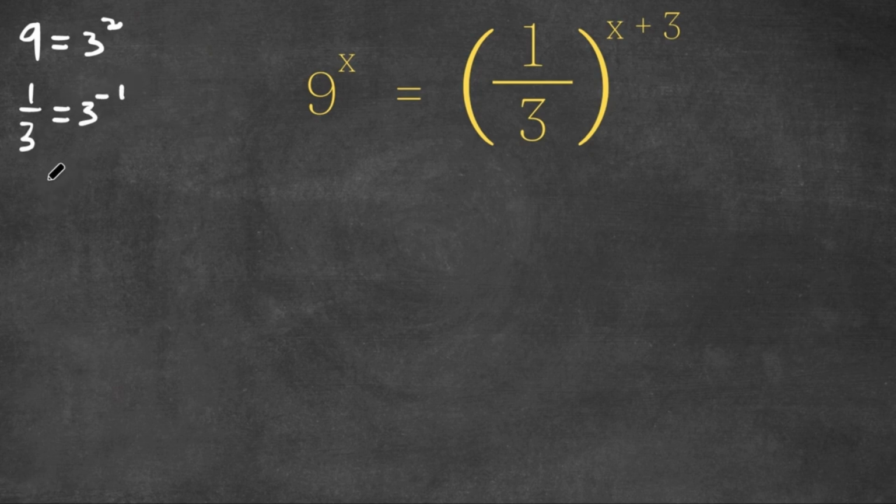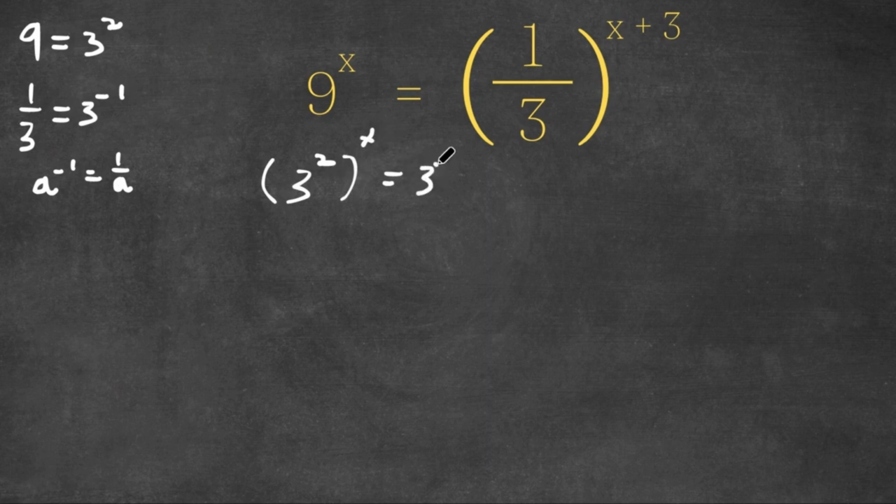Because remember, a to the power of negative 1 is 1 over a. So now we simply replace these two terms with their values. So 9 is 3 squared, so now we have 3 squared to the power of x is equal to 3 to the power of negative 1 to the power of x plus 3.